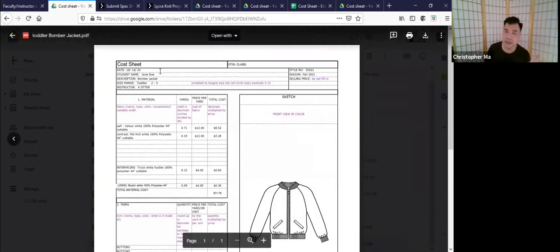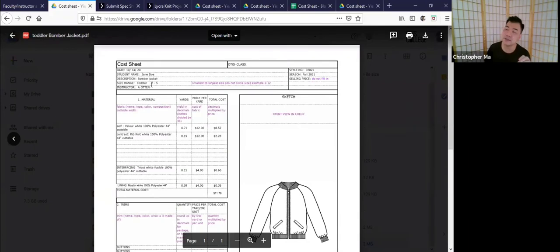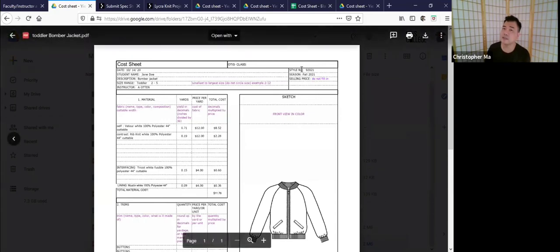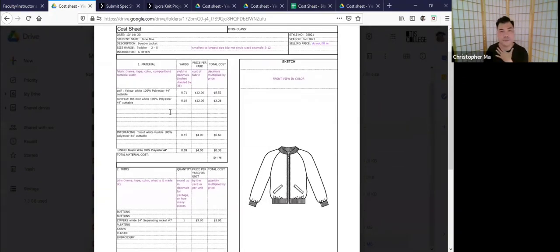Date, name, description, size range. Do not write toddler 2 to 5 because that's not the size you do, but this is the example, right? So if it's small, medium, large, extra large, you would just say small to extra large, right? Remember, you're not circling anything. Instructor, Christopher Ma, style number, make one up. Fall, this is fall 2021. You can write 2020. All right.